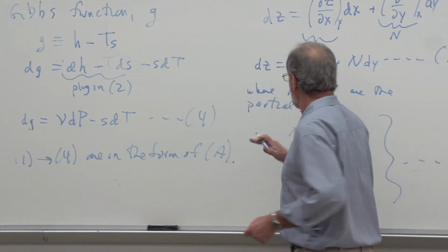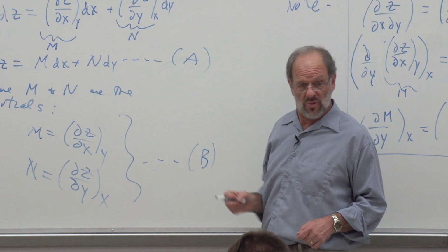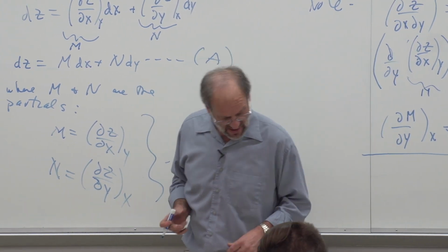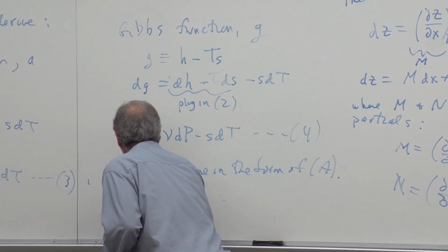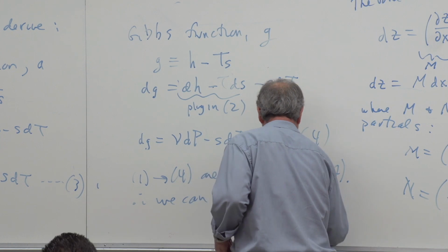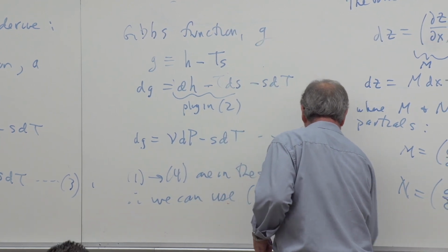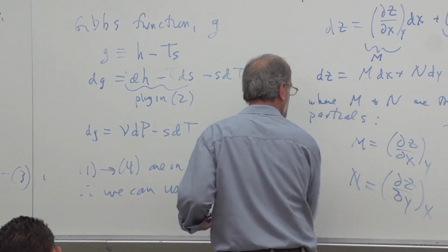So let's just use equation B now with those 4 equations to write some new equations. So 1 through 4 are in the form of equation A. Therefore, we can use B for each one to get the following.